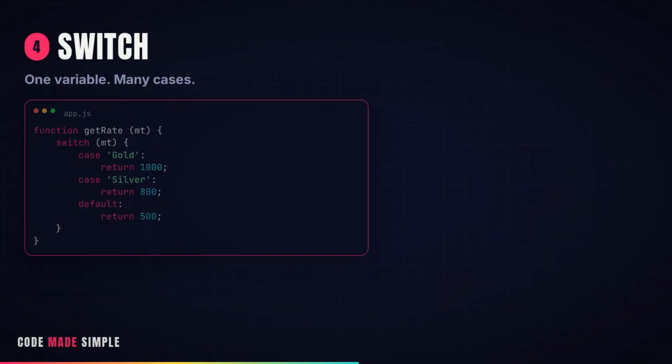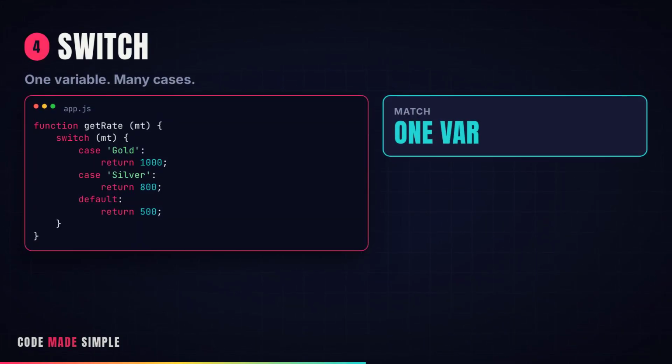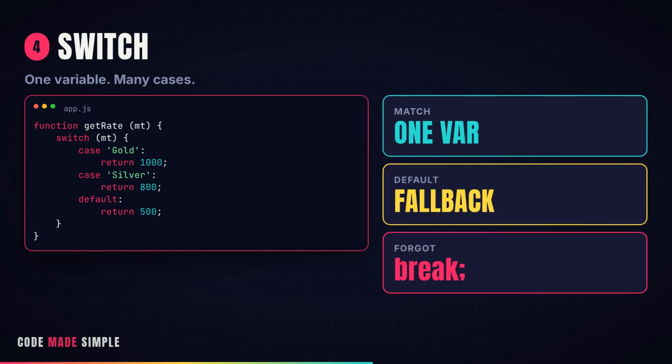When you're comparing the same variable against a bunch of values, switch is your friend. Case gold, return 1,000. Case silver, return 800. Default, return 500. Don't forget break, or every case below runs too.